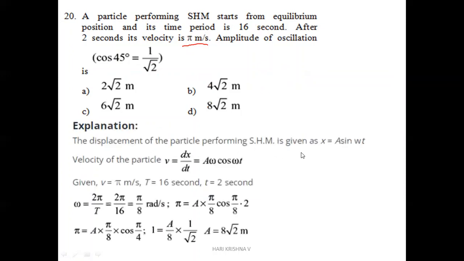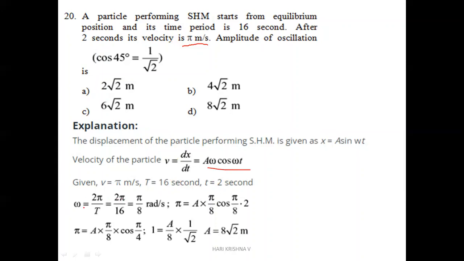So the displacement of the particle, general equation, x is equal to a sine omega t. When you differentiate it, v is equal to dx by dt. When you differentiate a sine omega t, we get a omega cos of omega t. So v is equal to pi, velocity is given as pi. Time period is 16 seconds and time t is 2 seconds.